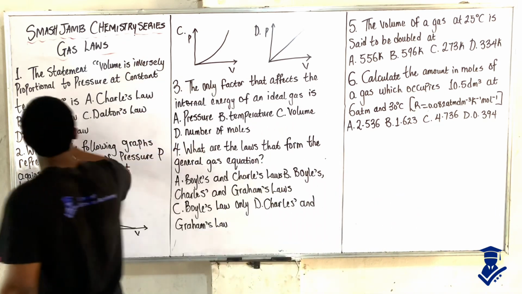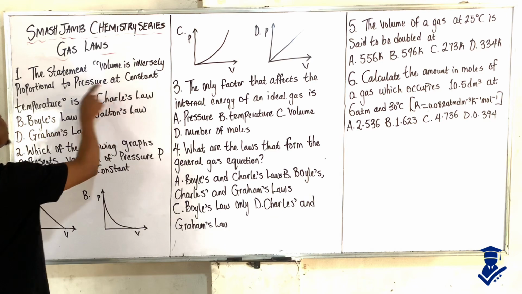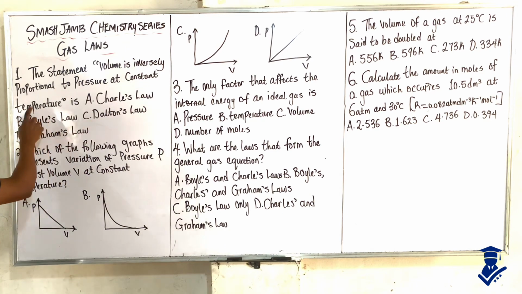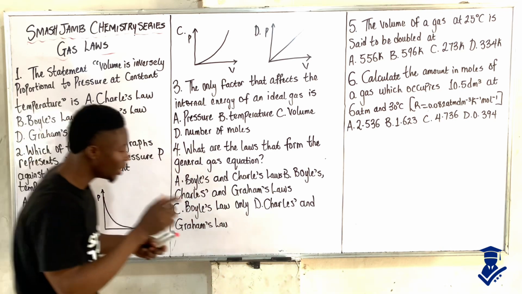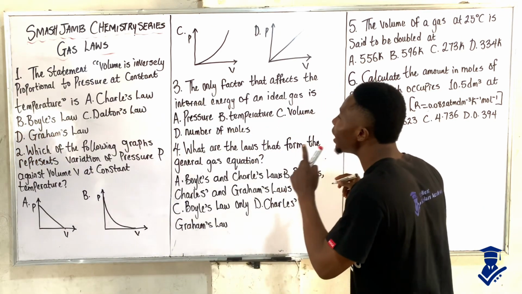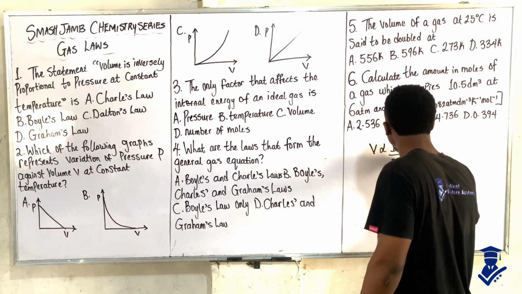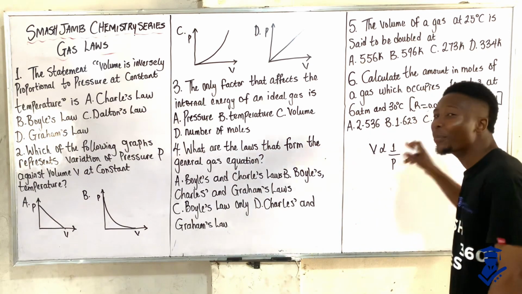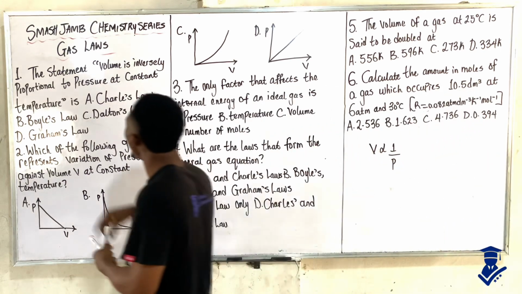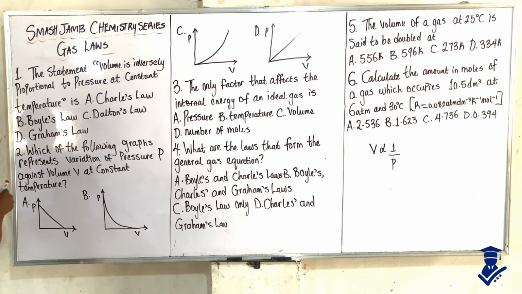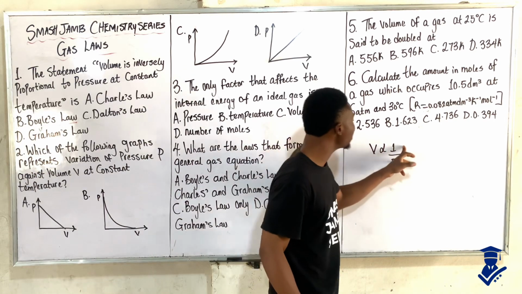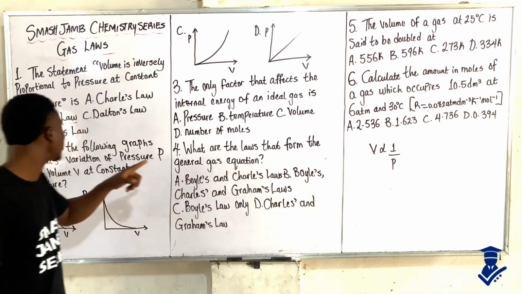Now, the first one we have the statement, volume is inversely proportional to the pressure at a constant temperature. Is it Charles' law? Is it Boyle's law? Is it Dalton's law? Is it Graham's law? Remember that according to Boyle's law, the volume of a given mass of gas is inversely proportional to the pressure, provided that the temperature remains constant. So this law is Boyle's law.